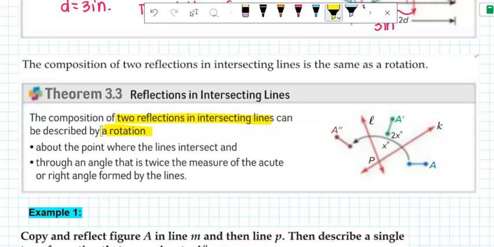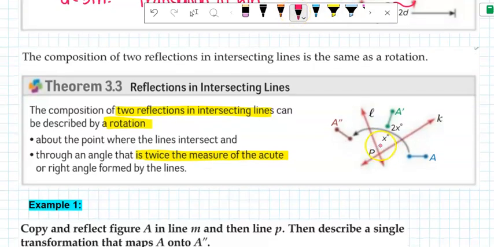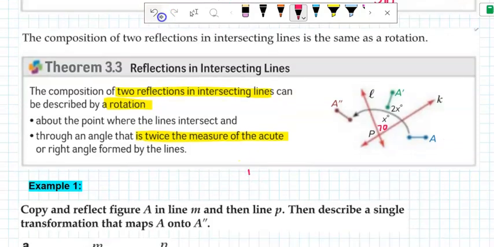Okay, the other thing is when we do this twice, just like in the last one where we doubled the distance, this is twice the measure of the angle. Okay, so for example, let's say this acute angle was, I don't know, 70 degrees. Just put a little 70 degrees there. That means that if we do this twice, right, we're doubling it, this would be a rotation of 140 degrees, twice that acute angle.